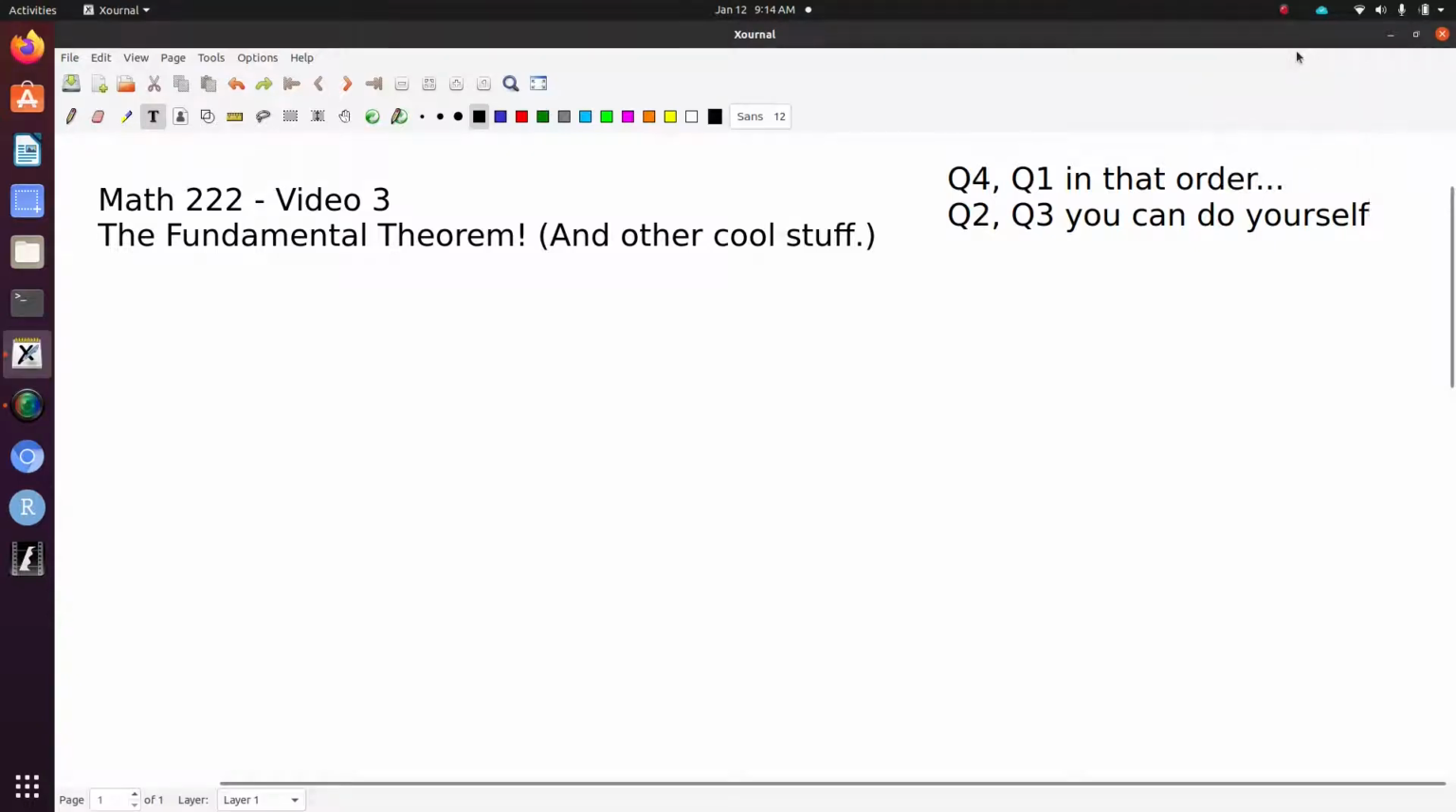Okay, so I'm going to address question 4 on the worksheet before question 1 because conceptually it comes before. And then question 2 and 3 you should be able to do without any additional guidance from me on that. Okay, so in question 4, I'm going to make up a different question that's similar.